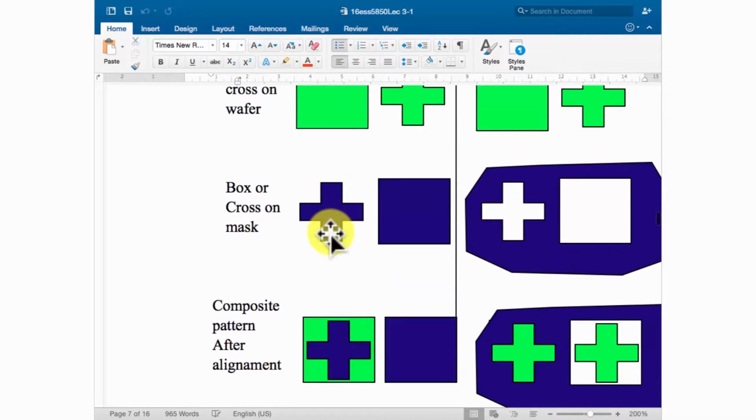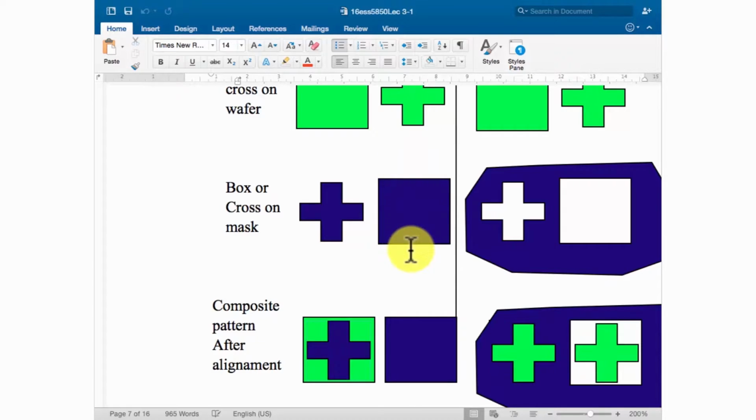So if you design the first one as a box and the second one as a cross in a light field mask, when they stack together, you can see the bottom one. It's good to have this kind of relationship, so you can do alignment easily. You can see both of the alignment marks showing in the same window.